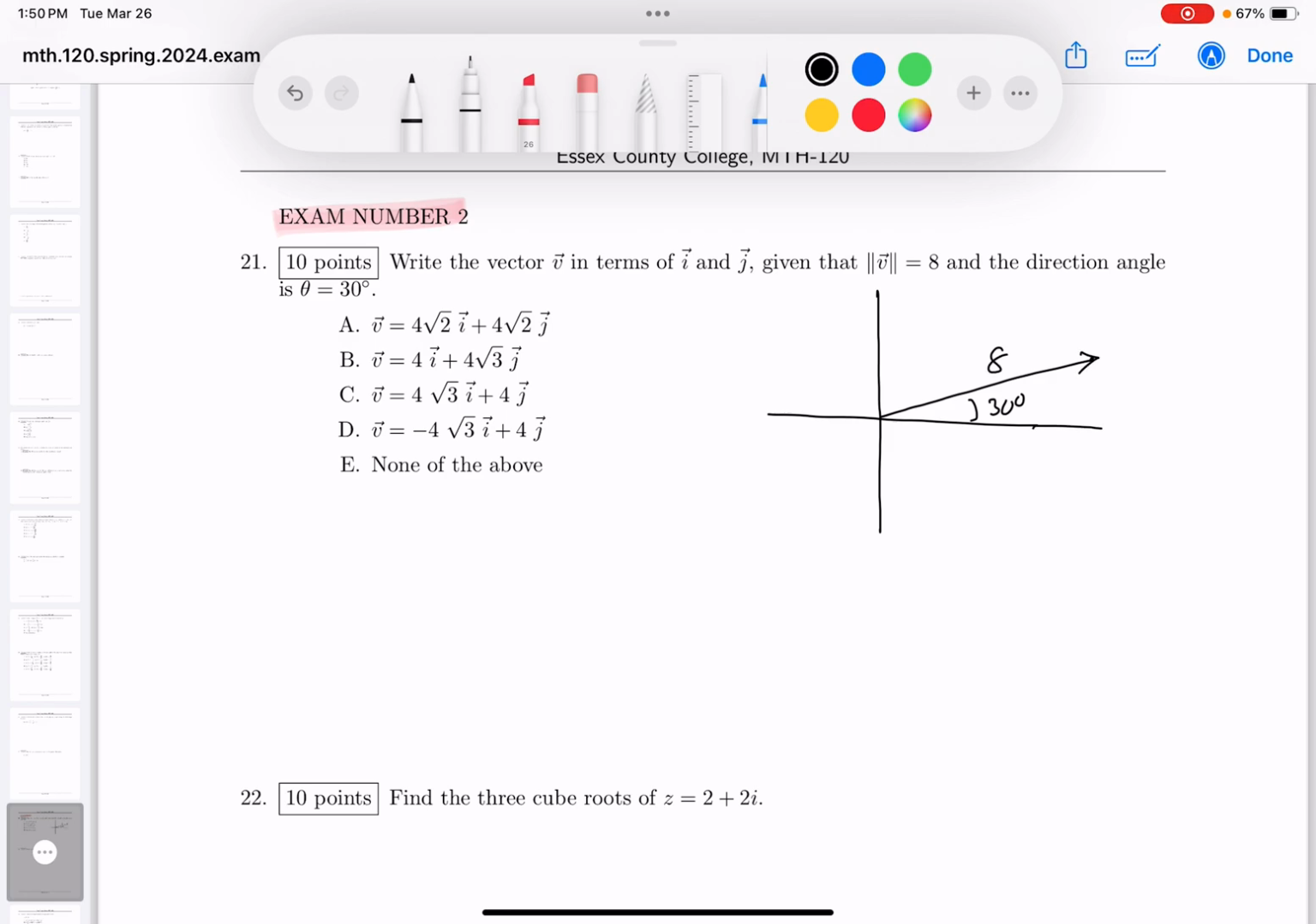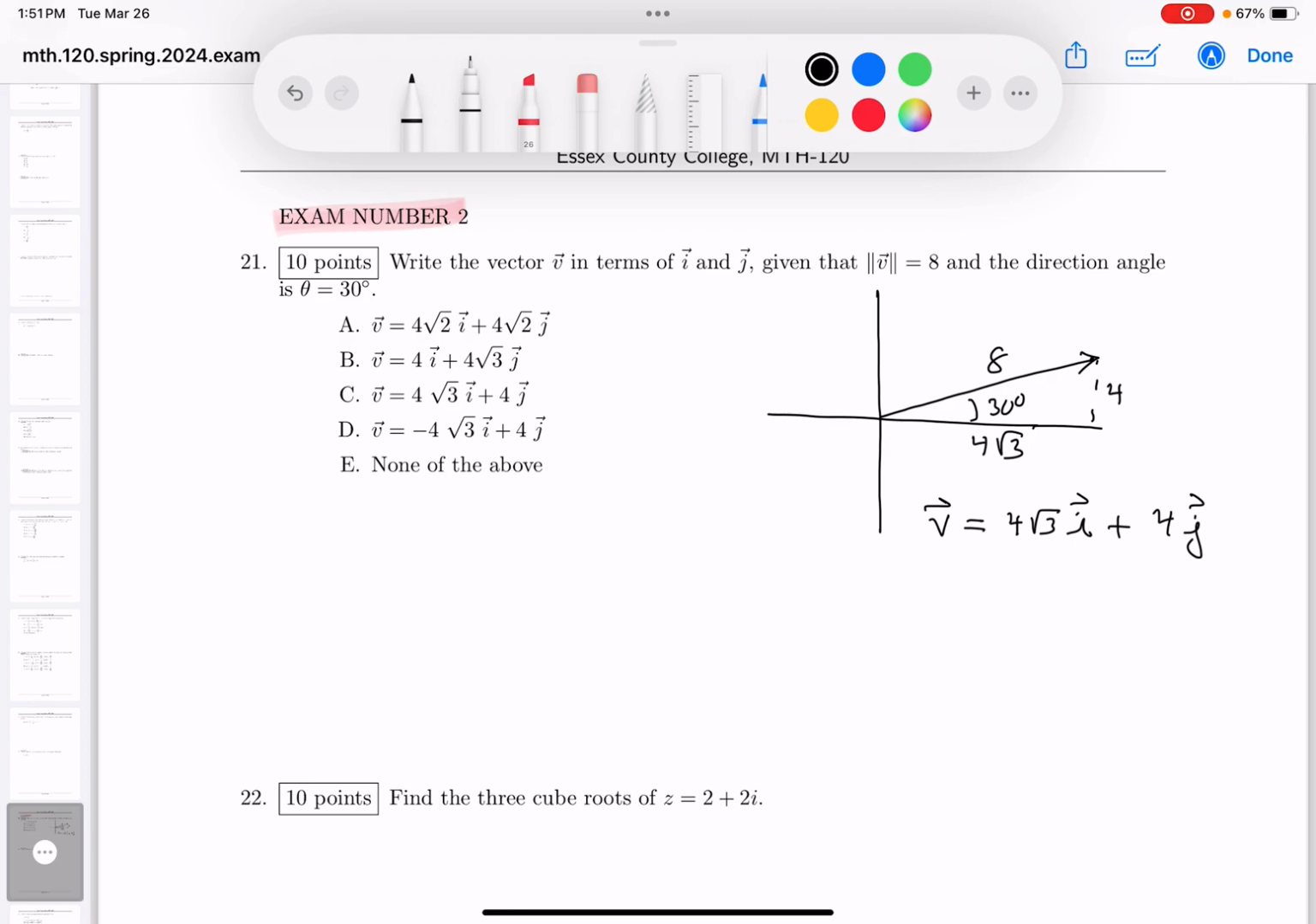Now what's nice about this, I recognize it's a very simple triangle. The sides would be 4 root 3. This is 30, 60, 90, by the way, and this would be 4. All right, so I write the vector down now. The vector v is equal to 4 root 3 vector i plus 4 vector j.